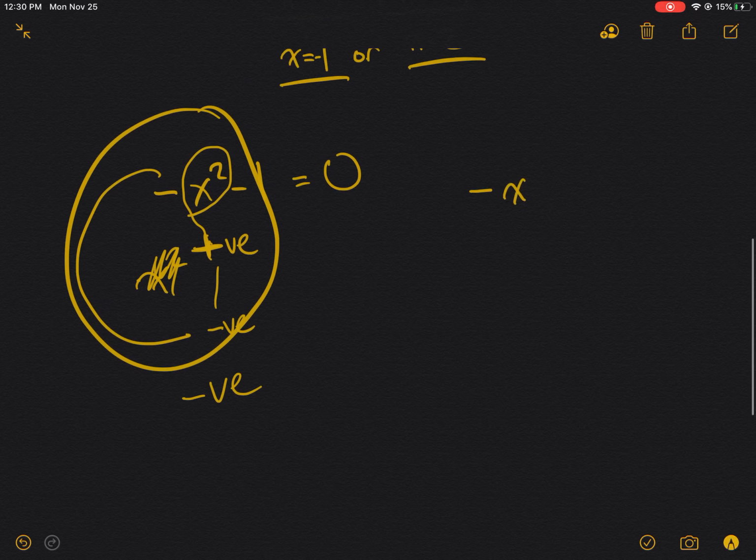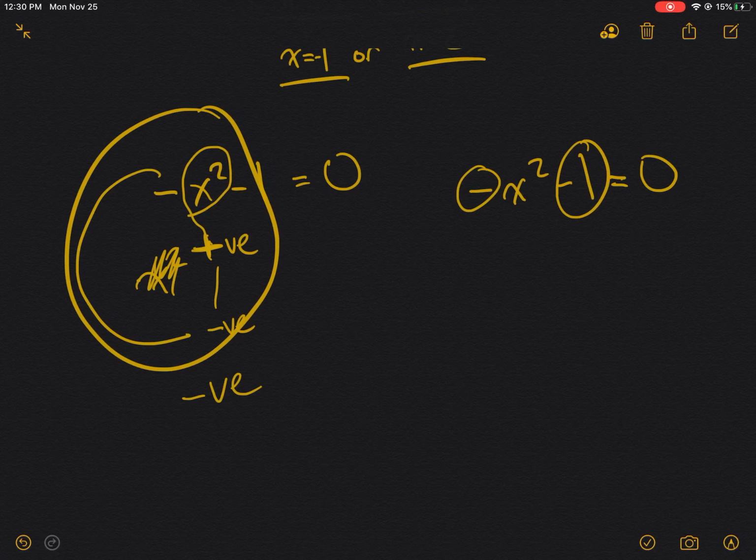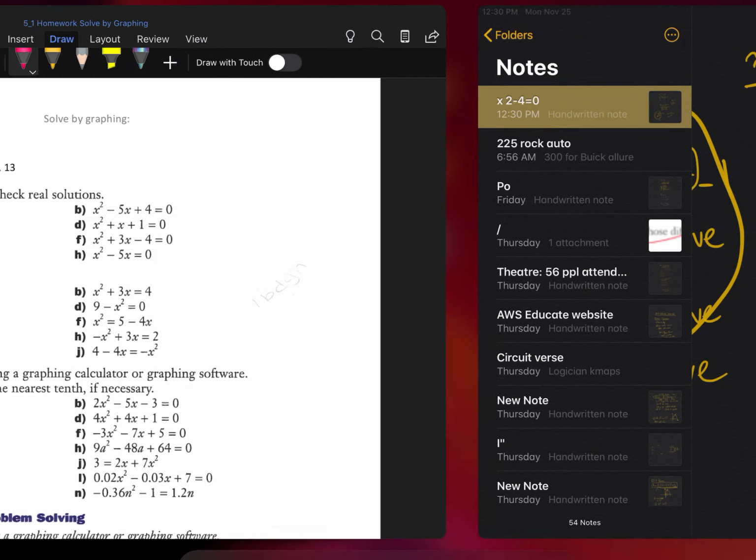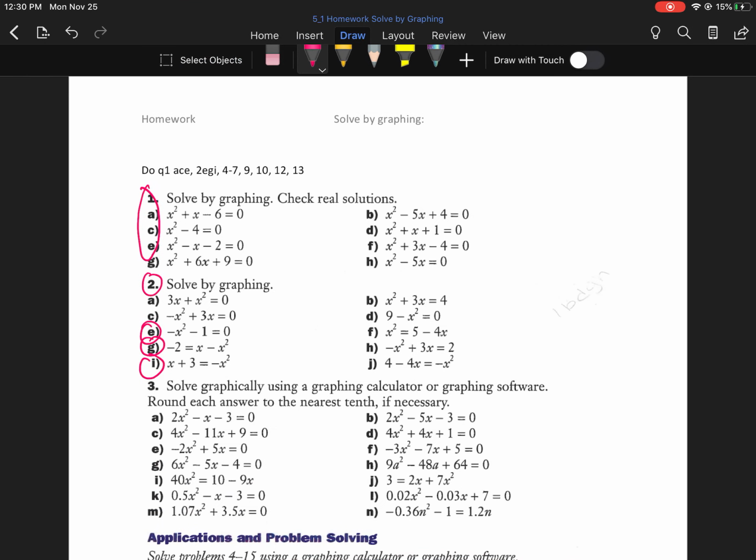I have minus x squared minus 1 equals 0. Remember what we said? When the a value and the k value are both the same side, we won't have a solution. 0 solutions. And it makes sense. Even when we graphed it, we saw the same thing happen.